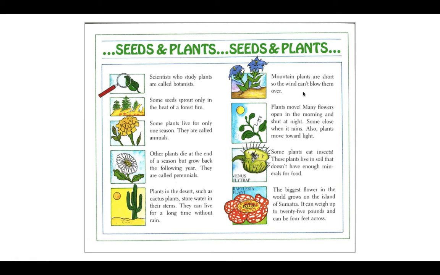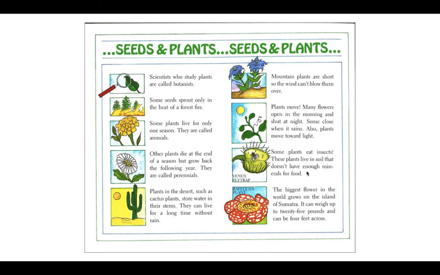Mountain plants are short so the wind can't blow them over. That makes sense. Plants move. Many flowers open in the morning and shut at night. Some close when it rains. Also, plants move towards the light. I know I've noticed that with my plants in the window. When it's sunny out, they reach towards the window.